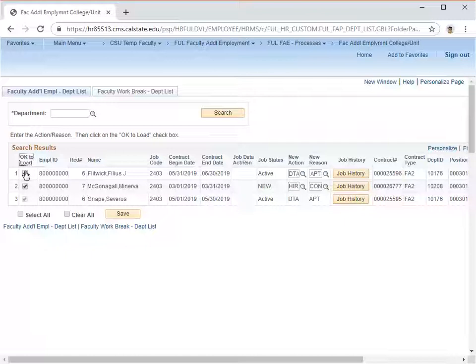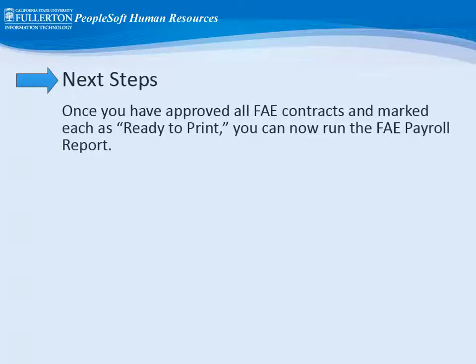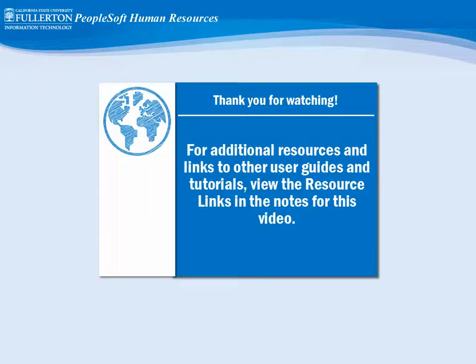After marking one or more contracts as approved, click Save to save your approval and changes. All of the FAE contracts are now marked as approved. Once you have approved all of the FAE contracts and marked them as ready to print, you can now run the FAE payroll report. Thank you for viewing this Faculty Additional Employment web tutorial.